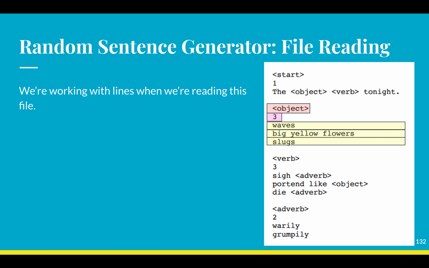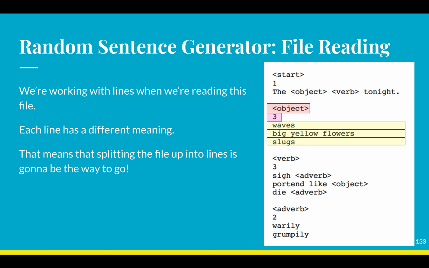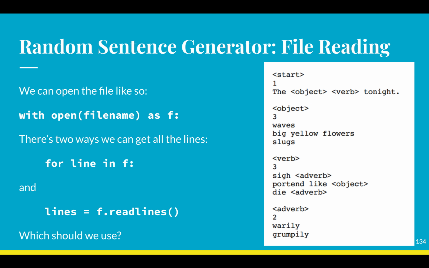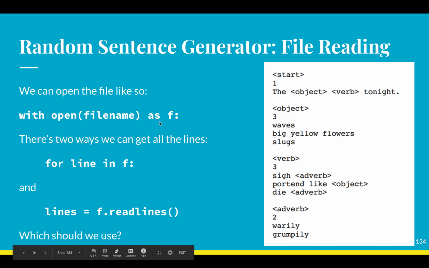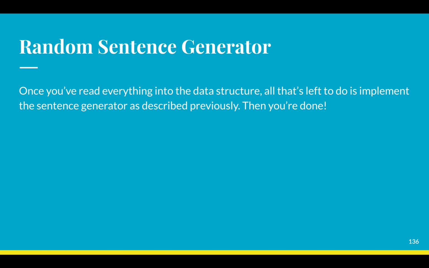We're working with lines when we read the file. Each line has a different meaning, so you might want to split up the file into different lines, and then interpret each line as appropriate. There's one way we can open the file, and there are 2 ways that we can get all the lines: either with for line in f, or with lines equals f.readlines. So a good question to think about is which one should we use, and why? I'll let you answer that on your own. Once you've read everything into the data structure, all that's left to do is implement the random sentence generator as described previously, at which point you are finished.